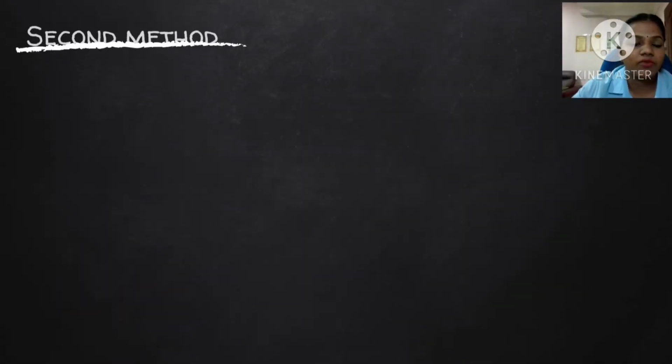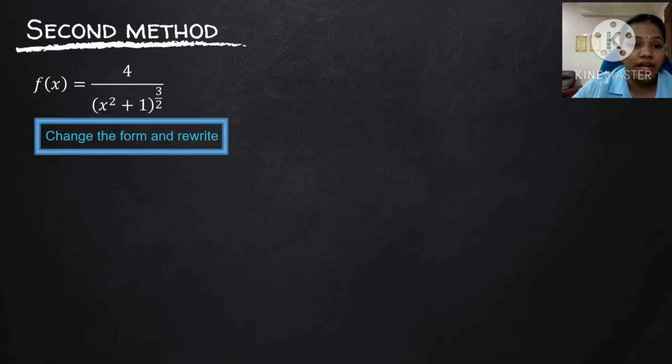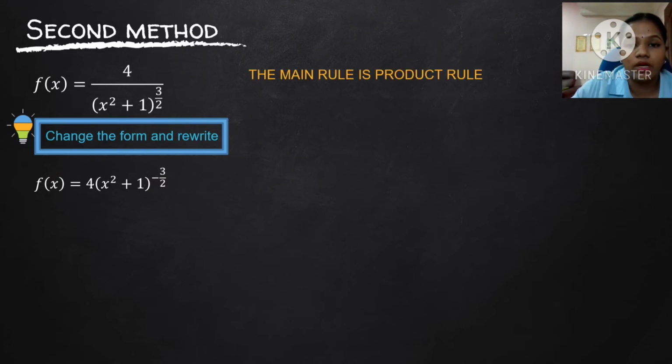For the second method, we are going to change the form and rewrite. How? It is like this. Basically, we bring the denominator up. When we bring the denominator up, the power will be negative like this. We are going to use the product rule as the main rule. The formula for the product rule is d/dx (uv) = uv prime plus vu prime.